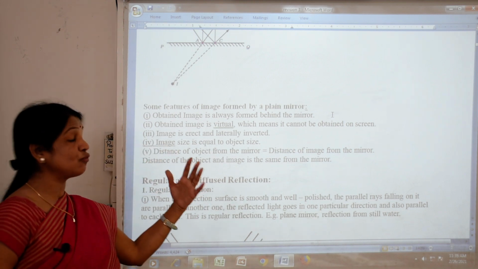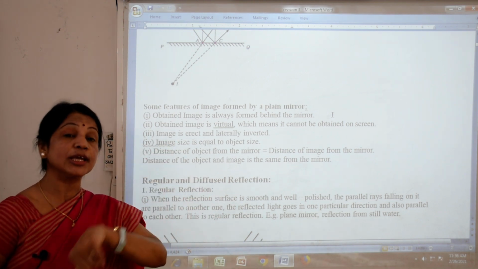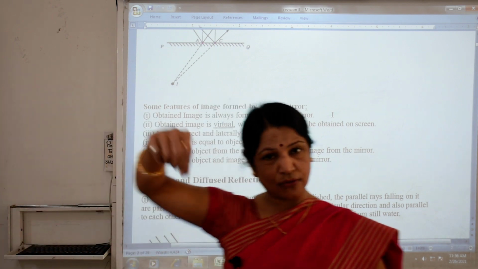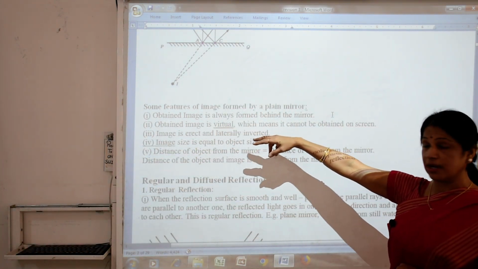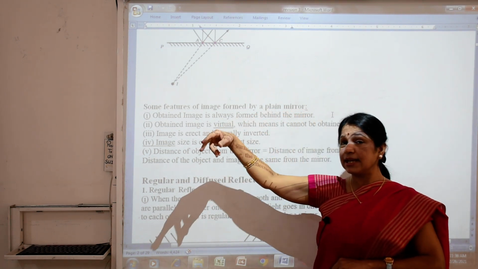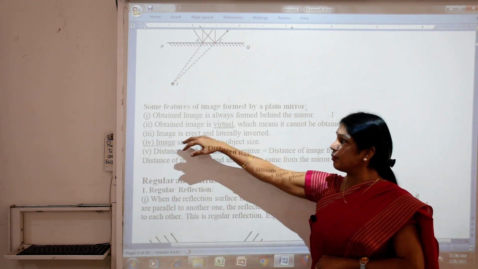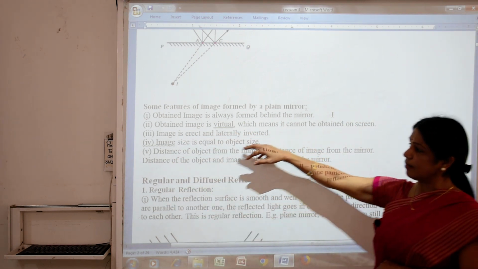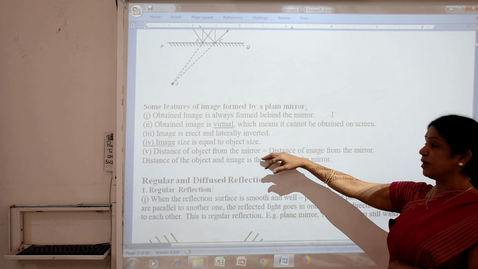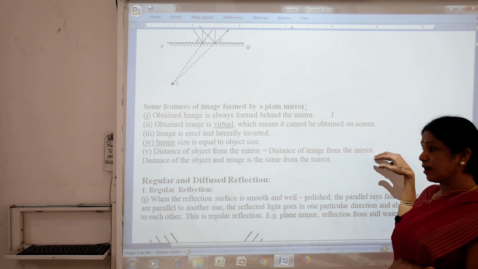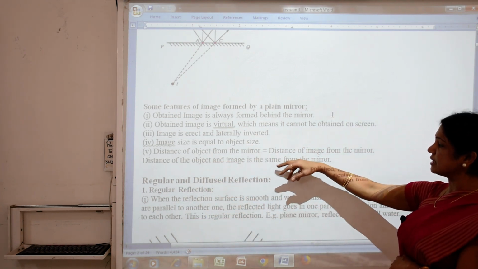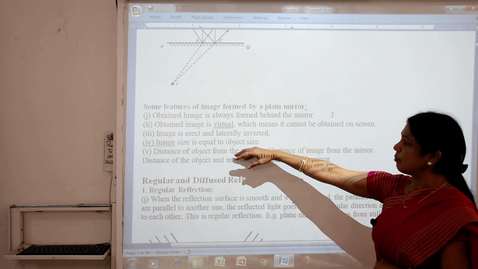Now some features of the image formed by the plane mirror. How do we get that? The image is always formed behind the mirror, not in front of the mirror. The image is virtual, which means it can't be obtained on the screen. Why can't it be on the screen? Because it is virtual. The image is erect and laterally inverted. Image size is equal to the object size. The distance of the object from the mirror and the distance of the image from the mirror are always equal, and both remain the same.